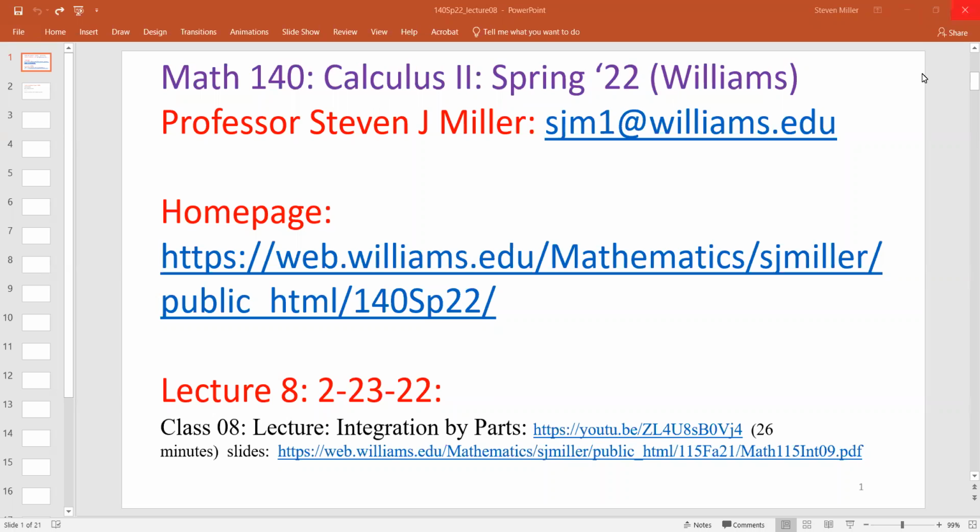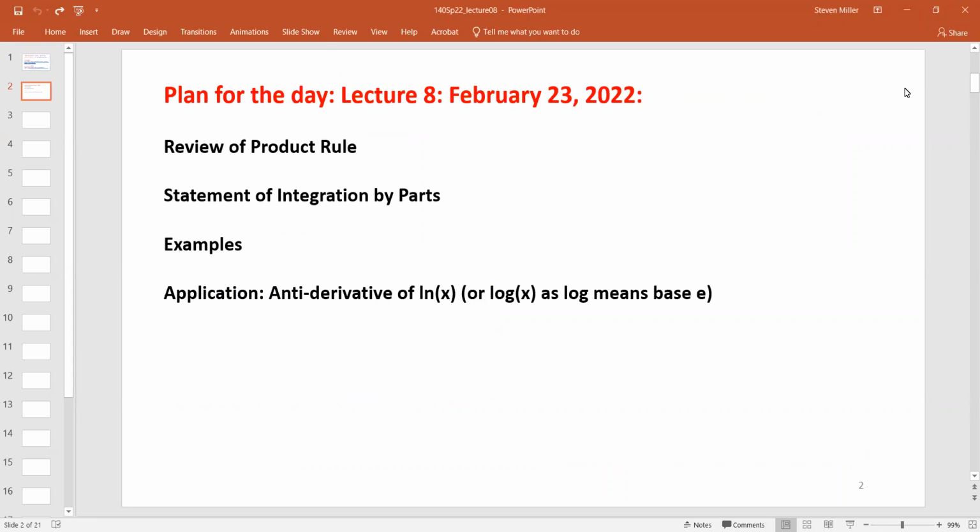Okay, so today we're going to be concentrating on the product rule and what that gives us when we do integration by parts. We're going to do some examples, and one of the big applications is we're going to try to find the antiderivative of the natural log of x.